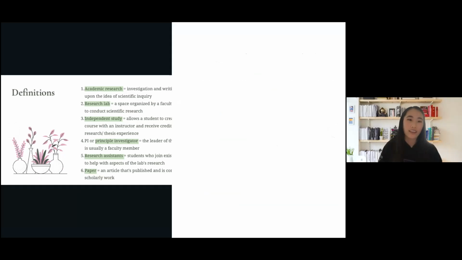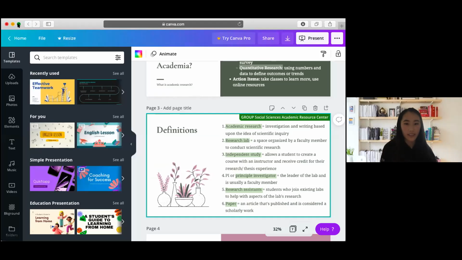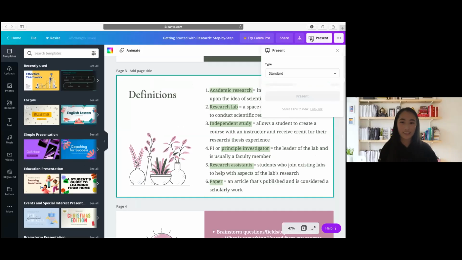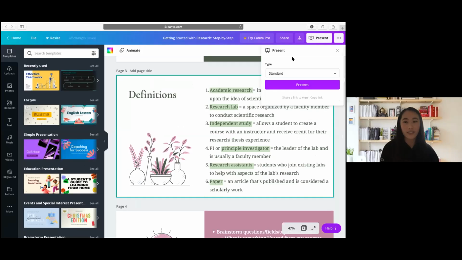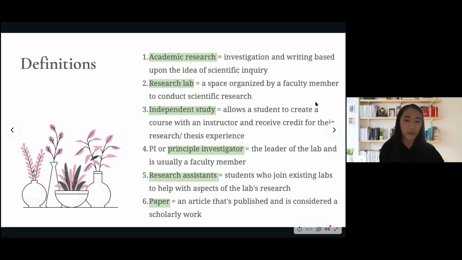And thirdly, independent study is another way to get involved in research if you have a question yourself that you want to answer. It allows a student to create a course with an instructor and to receive credit for their research or thesis experience. So this is really great for students who have their individual interest in a topic.